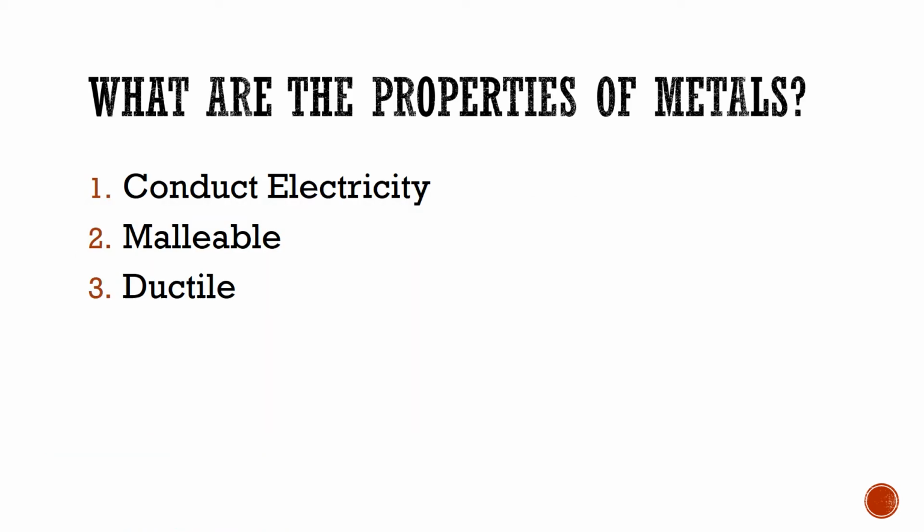What are the properties of metals? Well, they conduct electricity, and that has to do with the sea of electrons, that water that goes between them. They're malleable, they're quite flexible, and they're ductile, which means you can hammer them into a different shape.